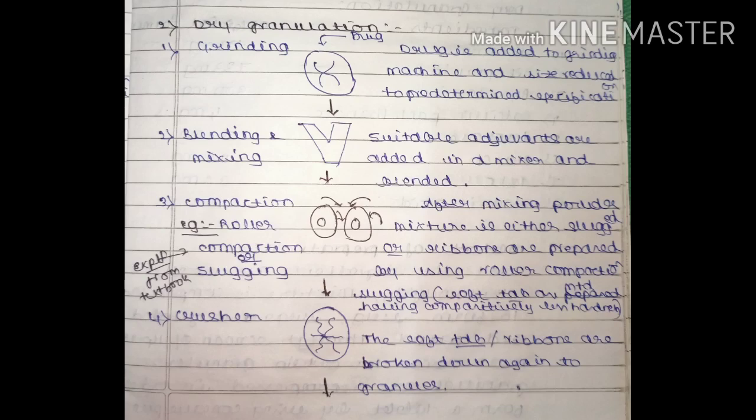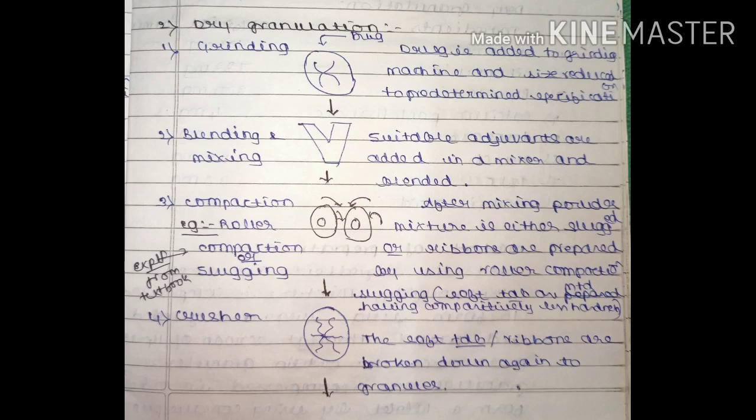The size reduced compound is subjected to the second step, that is blending and mixing. Suitable adjuvants or suitable excipients are taken and mixed along with the active pharmaceutical ingredient or the drug in a mixer and blended. Now we will get a completely uniform mixture.